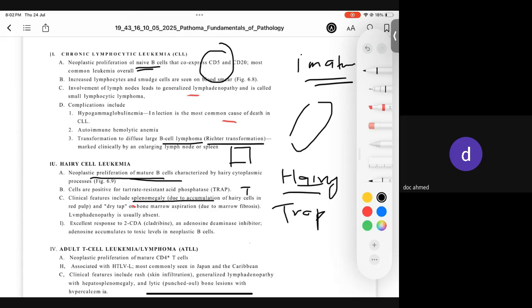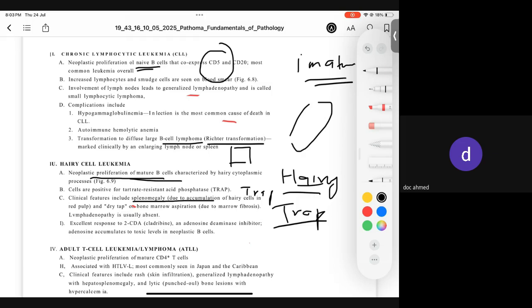So simply you can think of the mnemonic I just told you, trap. First of all, they are going to be positive for tartrate resistant acid phosphatase. And the other thing, hairy cells are going to be trapped within the spleen, so the spleen is going to enlarge. Hairy cells are going to be trapped within the bone marrow, so it's going to lead to bone marrow fibrosis, dry tap, right? And lymphadenopathy is absent. It's absent. Really important. One of your UWorld MCQs is going to give you this case, and they're going to tell you about splenomegaly without lymphadenopathy.